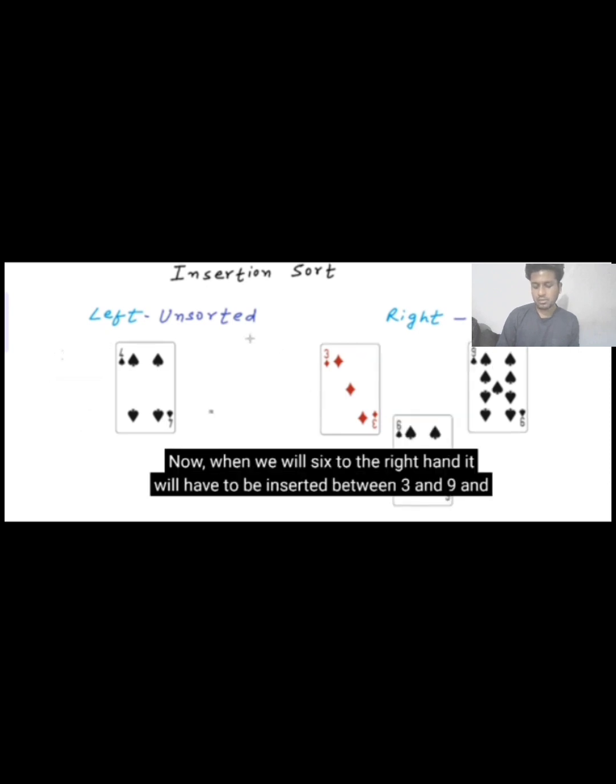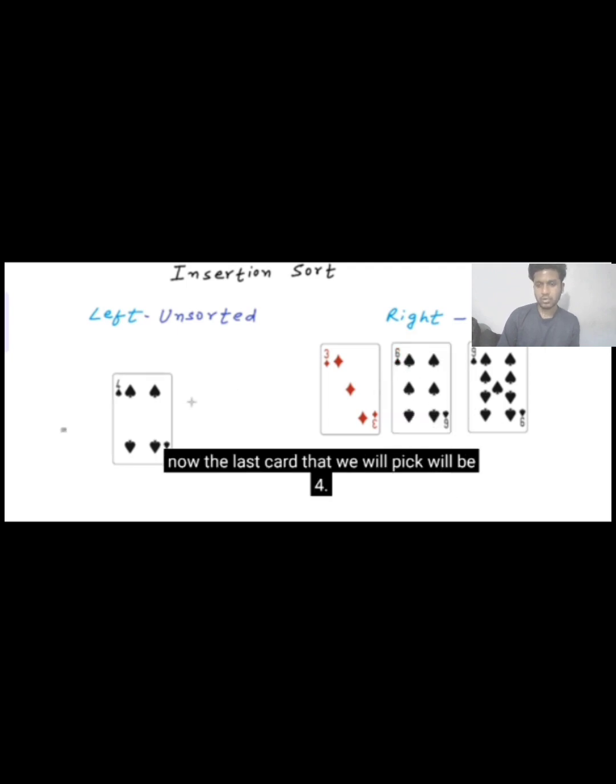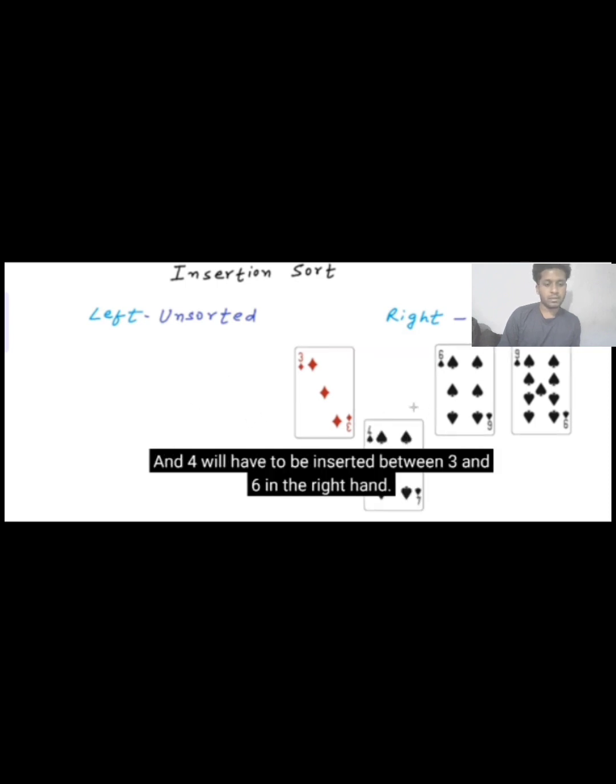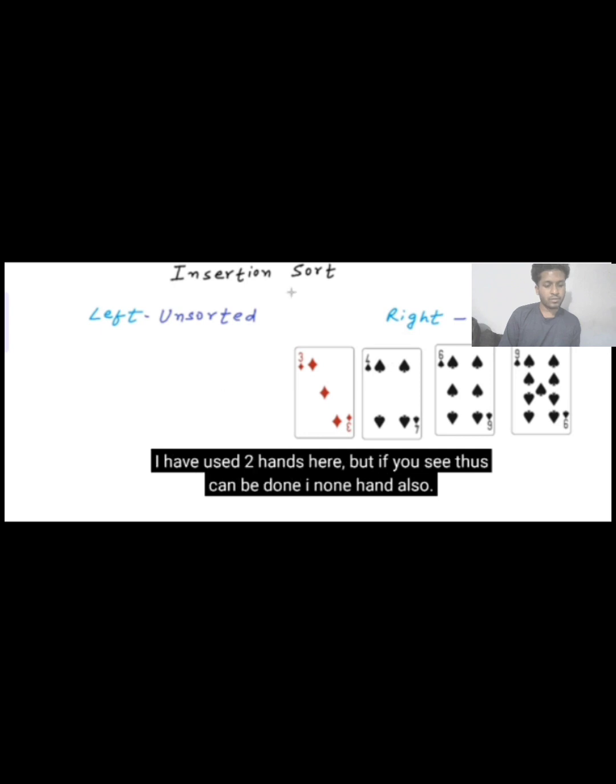Now the next card that we will pick up is 6. Now we will take 6 to the right hand. It will have to be inserted between 3 and 9. Now the last card that we will pick up is 4. And 4 will have to be inserted between 3 and 6 in the right hand. And finally we will have a sorted arrangement in the right hand. I have used 2 hands here, but if you see, this can be done in one hand also.